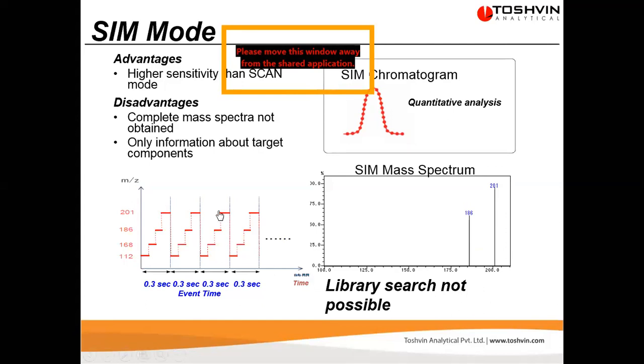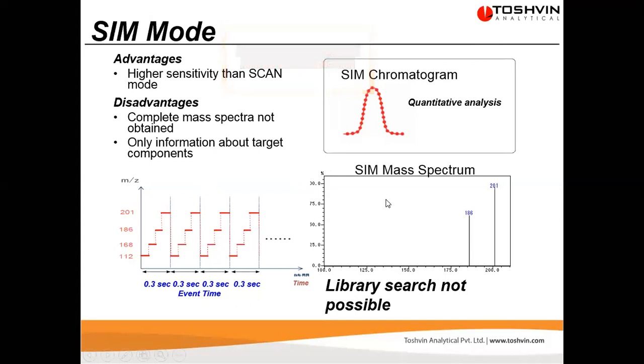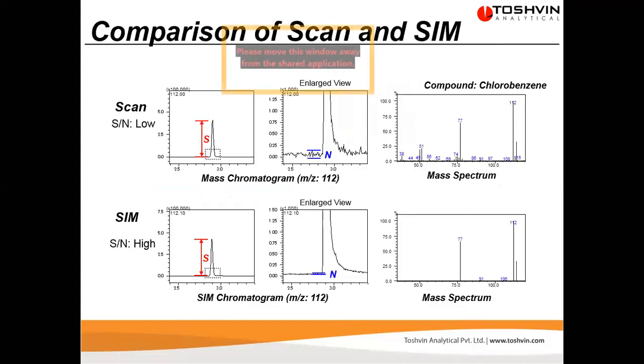The advantage of SIM mode: higher sensitivity than scan mode. Disadvantage: complete mass spectra not obtained. It will give only the mass spectra we want, only information about target compounds. So, just a comparison of scan and SIM. Here are the results. In scan, we are getting a very low signal to noise ratio. In SIM, the signal to noise ratio is high. The reason I already told you: in scan, the quadrupole is continuously busy scanning the range. In SIM, it is a bit relaxed. That's why the response we get is higher compared to scan. So in SIM, we get a very high signal to noise ratio.